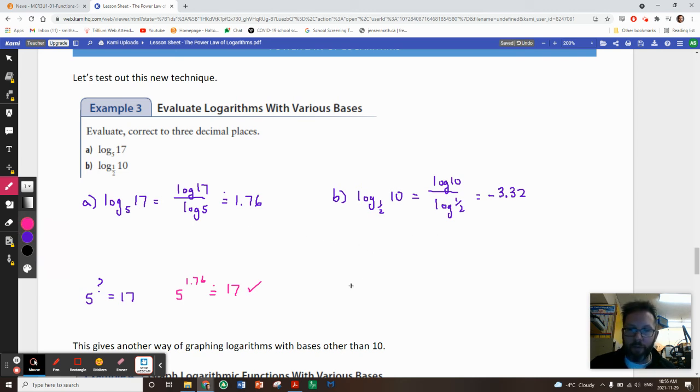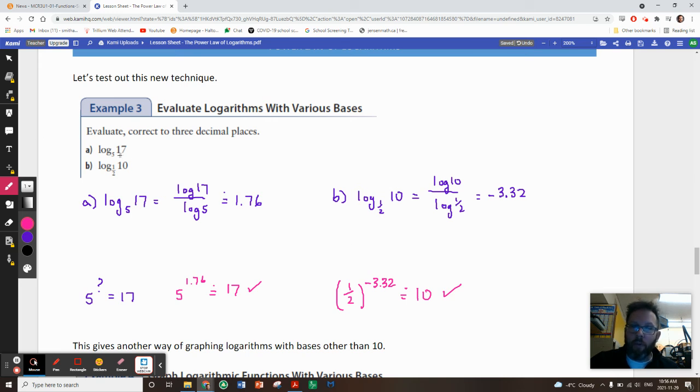So the base is 1/2, so you can do 1/2 to the power of negative 3.32, and according to this, it should give us 10. Yeah, because I got 9.9866 because of our rounding. So yeah, it does equal 10. So very neat, very, very, very neat.